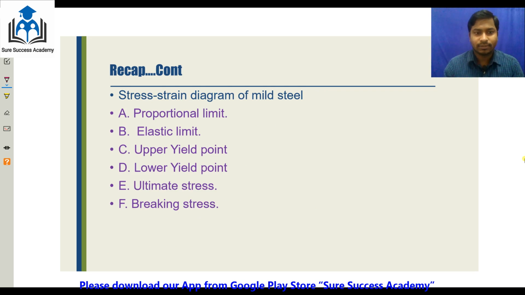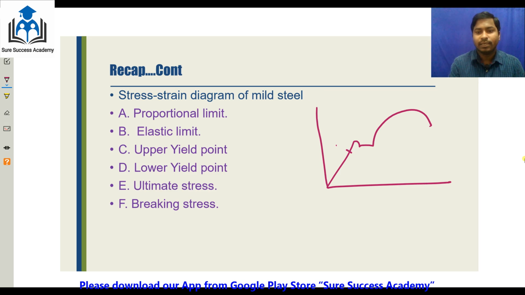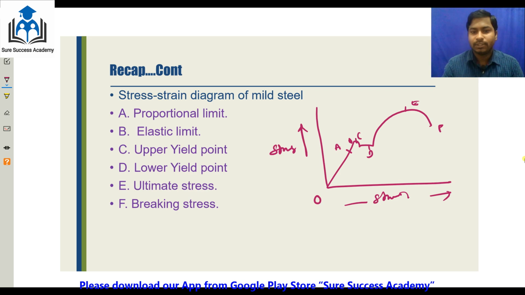And in the last chapter we also covered the stress and strain diagram of mild steel specimens. Suppose these are the points B, C, D, E and F, where stress is on the y-axis and strain is on the x-axis. From O to A is called the proportional limit, where stress is directly proportional to strain. The elastic limit: if you load beyond A up to B and remove the load at B, it will come back to its original shape and size. That is called the elastic limit.